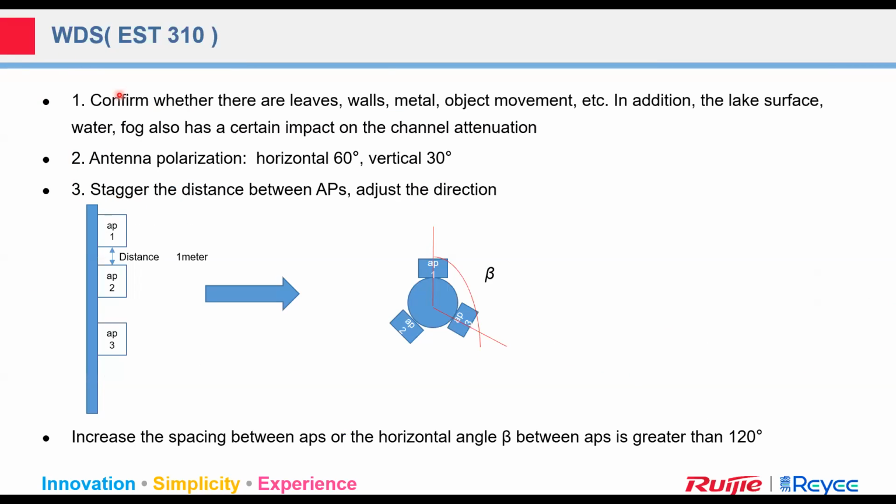For WDS, we need to confirm there is no obstruction, or at least make sure there is no lake surface, water or fog in the area, because that can impact the channel attenuation. Make sure of the antenna polarization: horizontal is 60, vertical 30 degrees, and the staggered distance between APs is about 1 meter, and the spacing between the APs' horizontal angle is greater than 120. So beta should be more than 120.